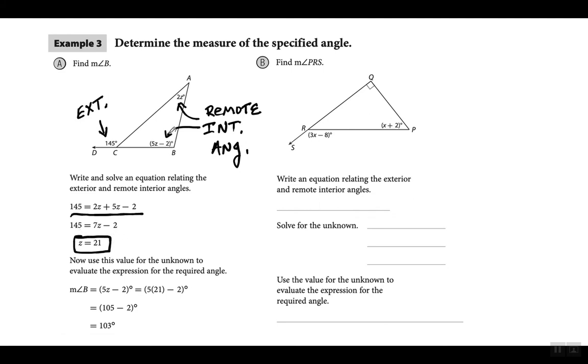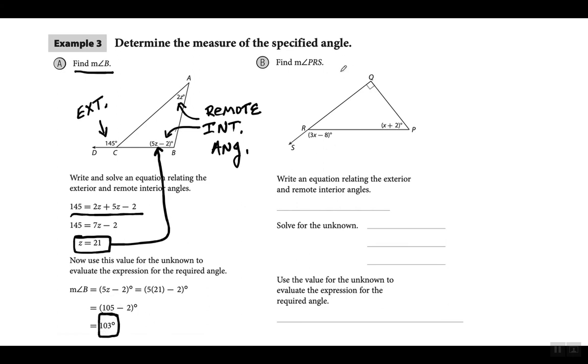Now to find out, the question was find the measure of angle B. La pregunta era encontrar la medida de ángulo B. So now you gotta substitute. Ahora tienen que sustituir el valor de Z. You gotta substitute the value of Z right there and do 5 times 21 minus 2. 5 por 21 menos 2. Y eso te da la medida de ángulo B. That gives you the measure of angle B.